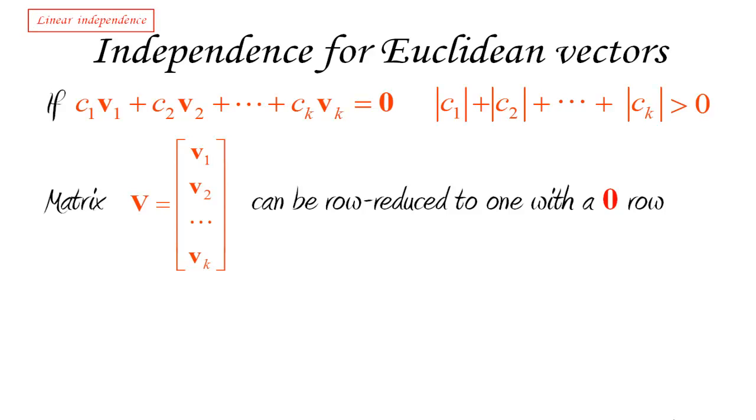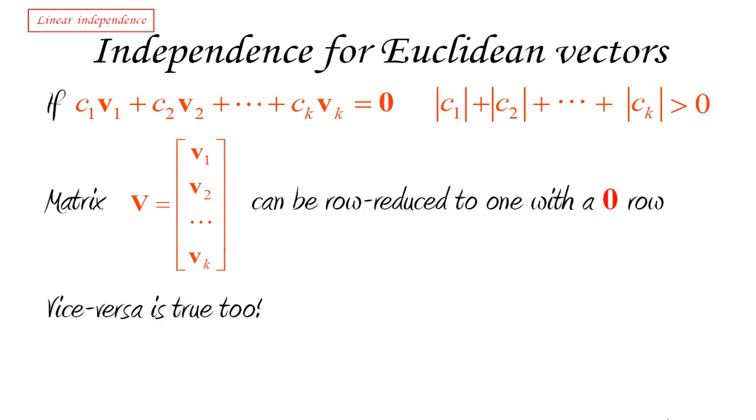Since this is true, the matrix V will have a rank less than k, because one of the rows is a 0 row, therefore there are fewer leading coefficients than k. It is also possible to prove, and I'm going to leave that to you as a little exercise, that the other direction is also true: if those vectors are independent, then you cannot reduce any one of those rows to 0, which means that the rank of that matrix V is actually k.